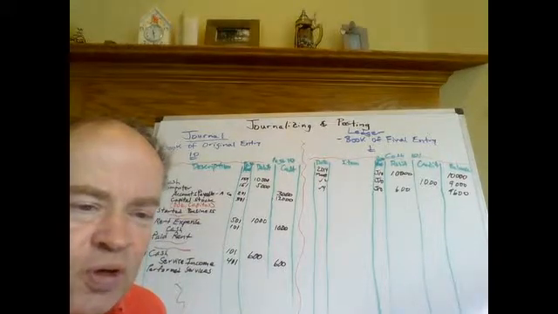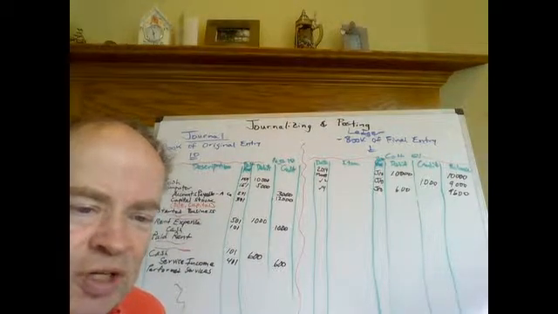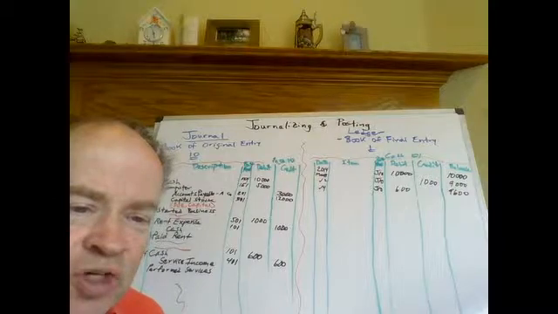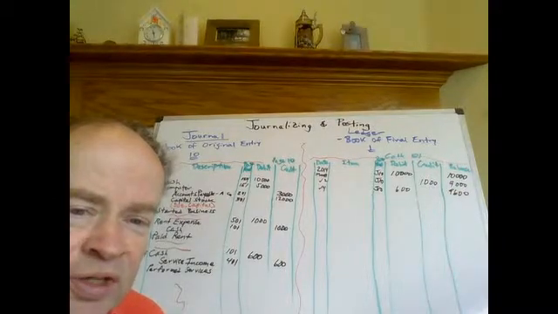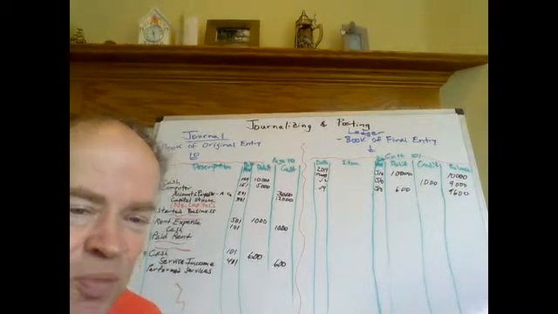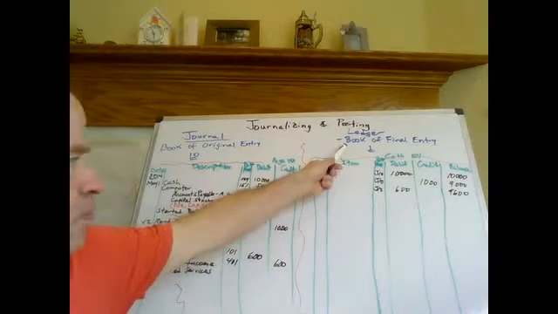So what is the journal? It's the book of original entry. This is where entries start. Well, what is the ledger then? It's the book of final entry.